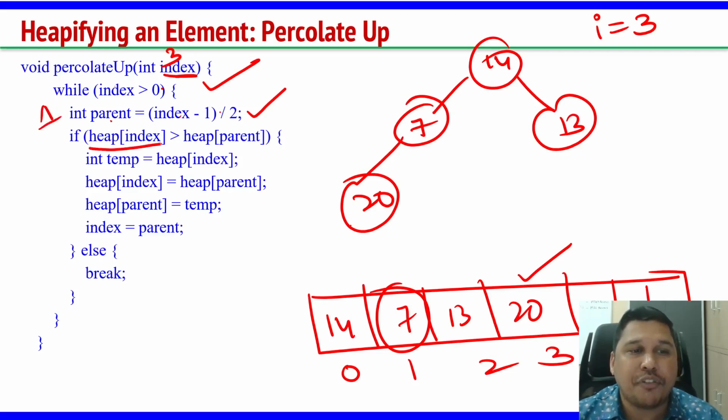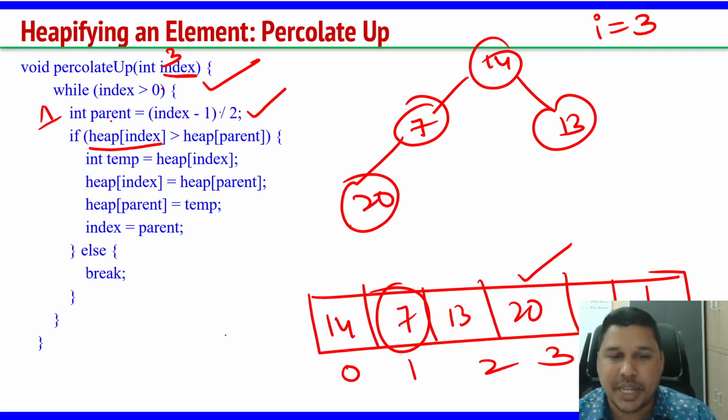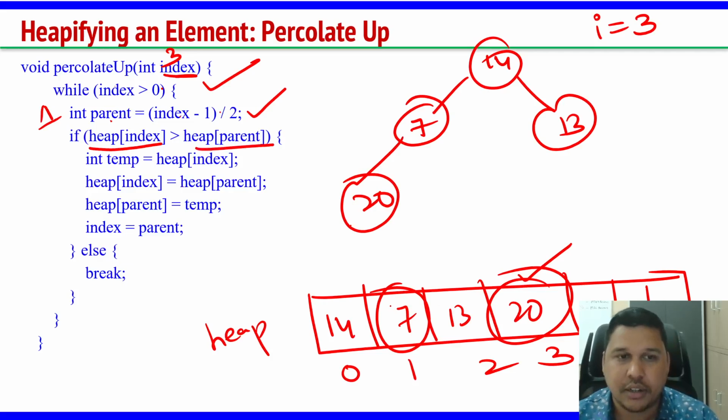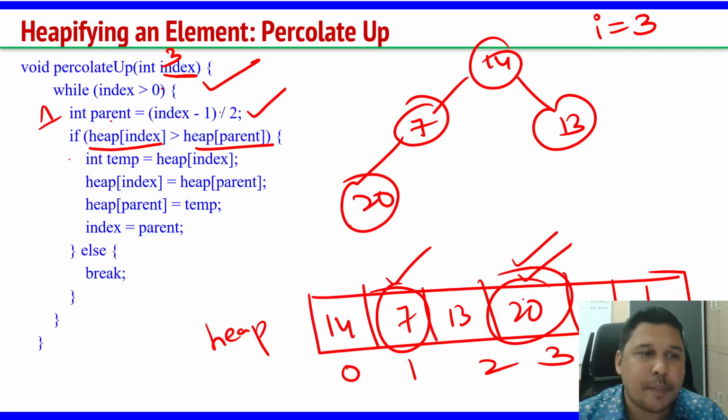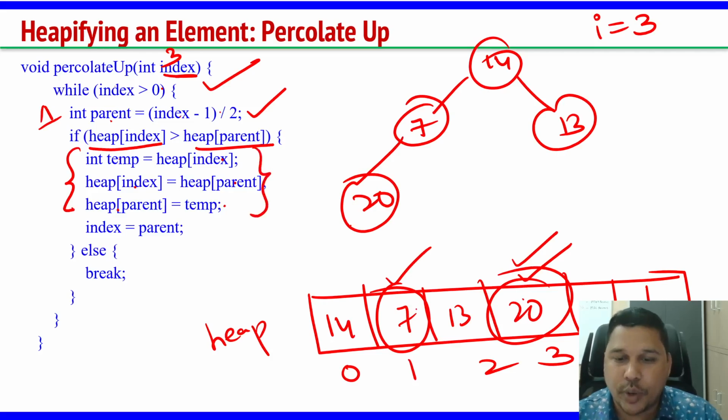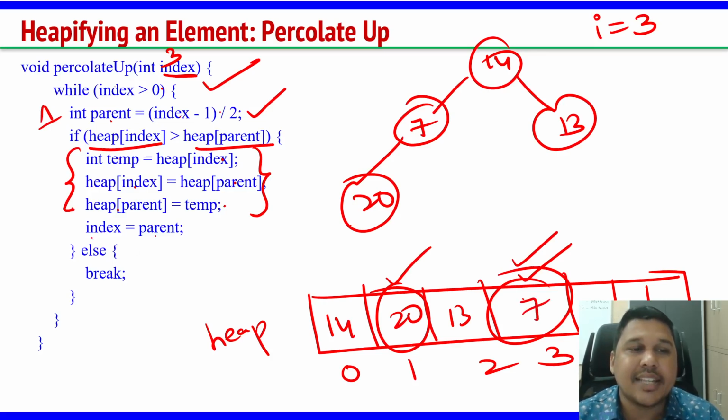If heap of index, where heap is the name of the array, heap of 3, that is 20, is greater than heap of parent, that is heap of 7. Yes, it is satisfying, no? 20 is greater than 7. Then do swapping simply: t equal to h of i, h of i equal to h of p, h of p equal to temp. I have swapped it. So 20 comes here and 7 comes here, right. Then index equal to parent.